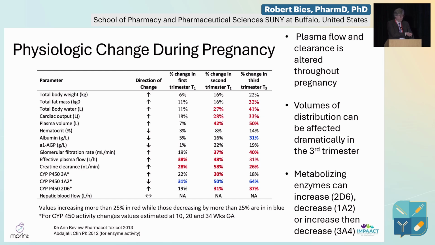So this table illustrates a list of physiologic characteristics, the direction of change, and the percent change in each of the 1st, 2nd, and 3rd trimester. The numbers in red denote increases of more than 25%. The numbers in blue, decreases of more than 25%. So you can see in particular, if you look at albumin, for example, decreasing 31% in the third trimester, GFR going up substantially in the second and third trimester, and other factors that can interact directly with the disposition of a xenobiotic.